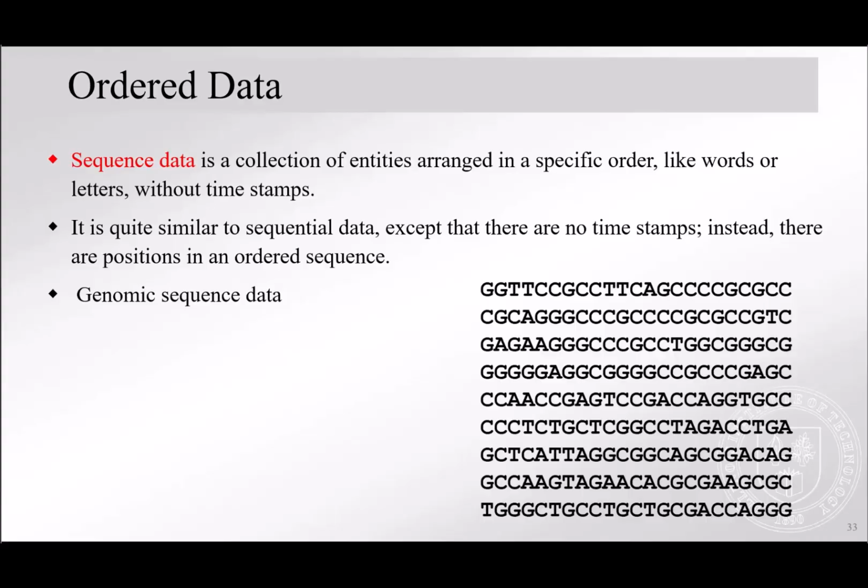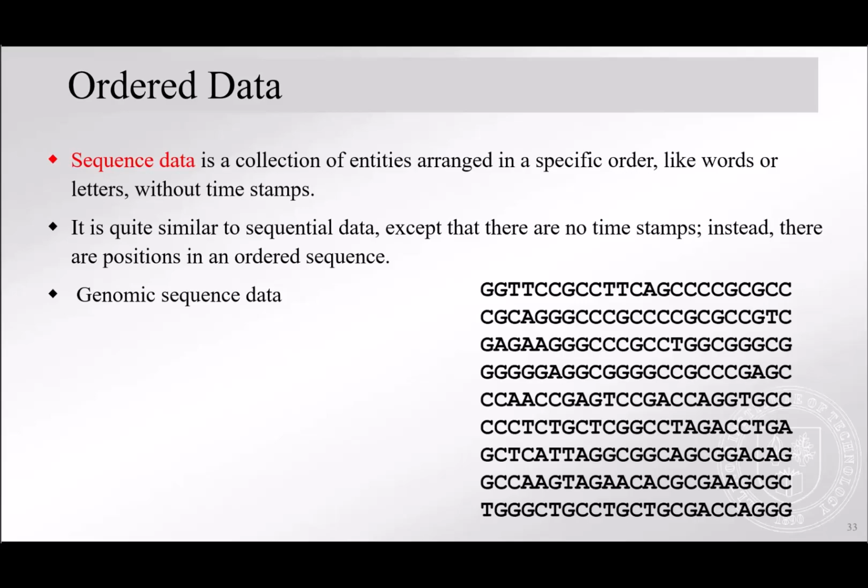There's no time. A classical example is genomic sequence data. DNA sequences are just long strings of letters. You have A, C, G, T, right? In a specific order. So the sequence ATGC, for example, means something different from CGTA. You cannot change that. Position matters, but there is no timestamp. We don't ask when a feature appeared. We ask what comes next in the sequence.